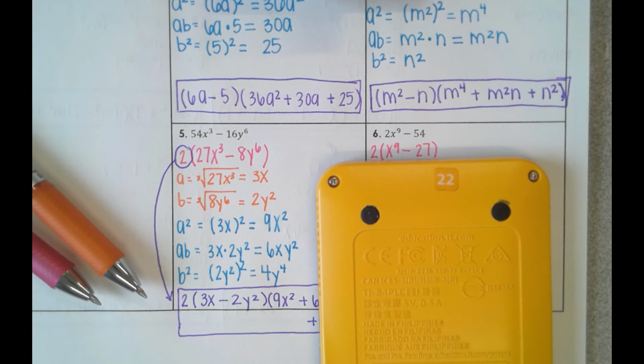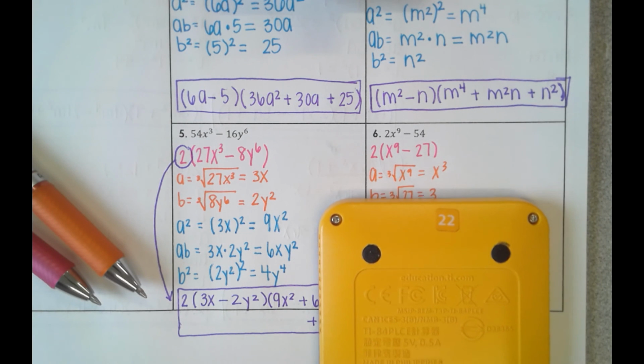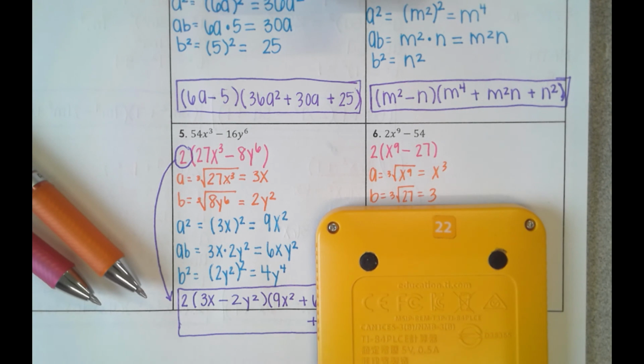All right, so first off, you needed to factor out the GCF, which was 2. So when you divided by 2, you were left with x to the 9th minus 27. Okay, and then from there, you could find your a and b. So your a, that's the cube root of x to the 9th. And remember, you divide your exponents by 3. So you would get x to the 3rd power. And the cube root of 27 is 3.